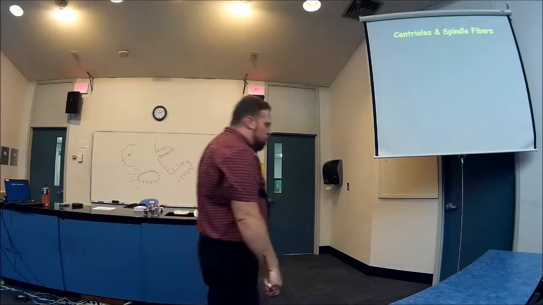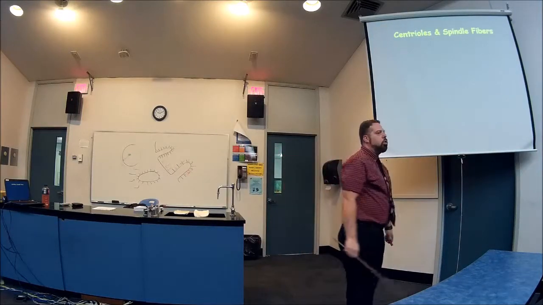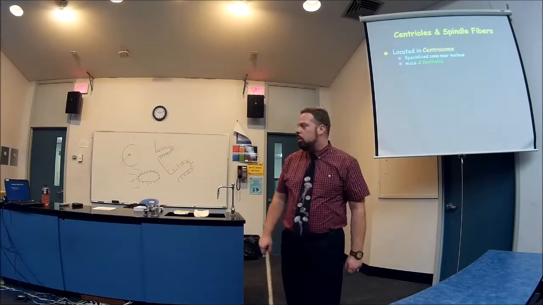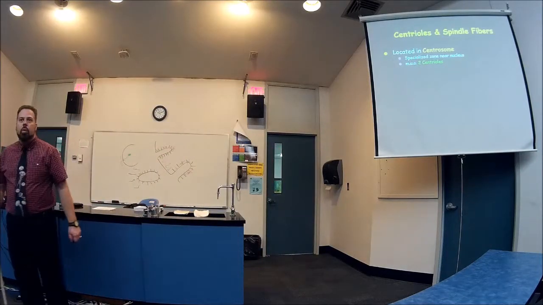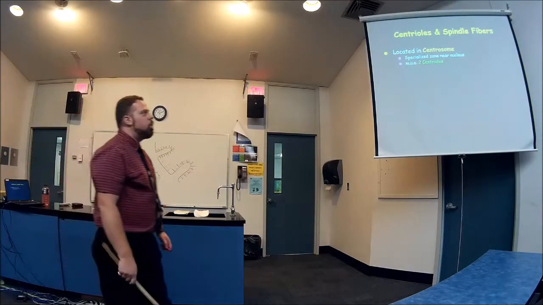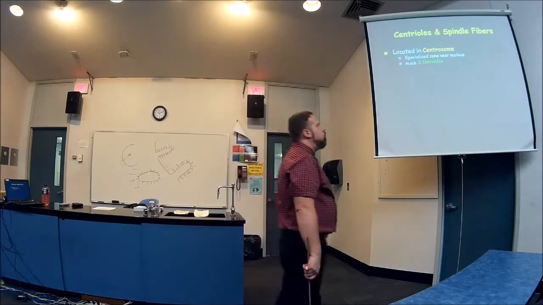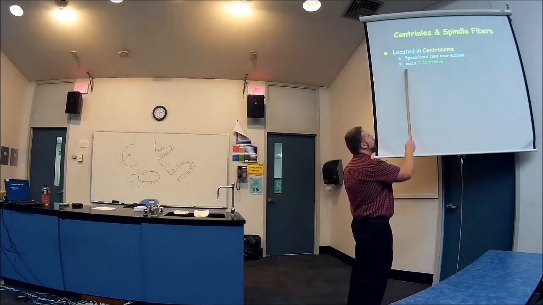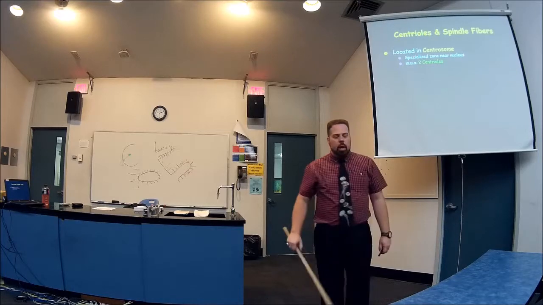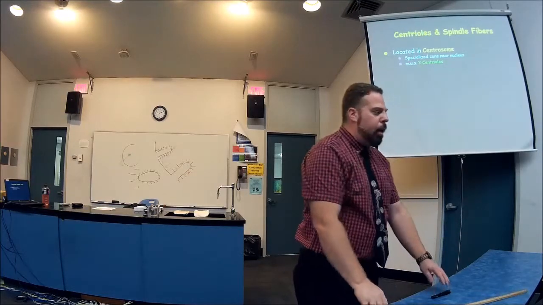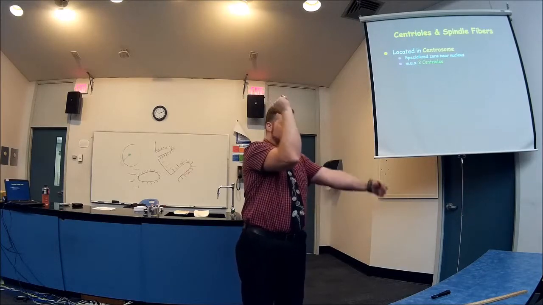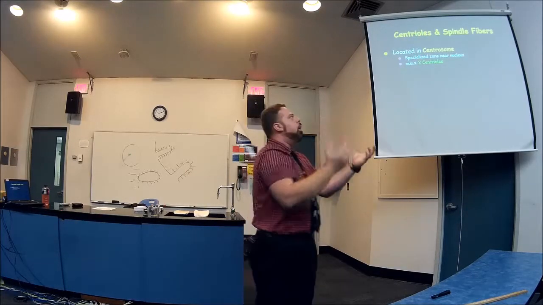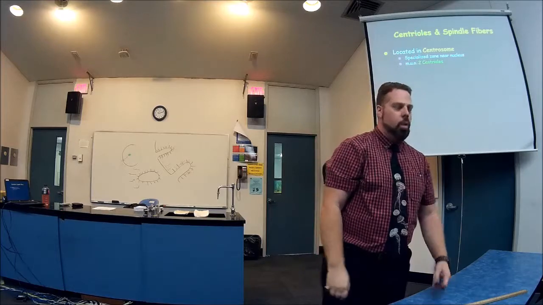All right, so let's talk about centrioles and spindle fibers. Okay? These are located in what we call the central zone. And a central zone is an area that's made up of two, what we call centrioles. And they kind of go on a 90-degree angle on each side. So one centriole will go this way, the other one will go this way. When you put the two together, it's called a central zone.